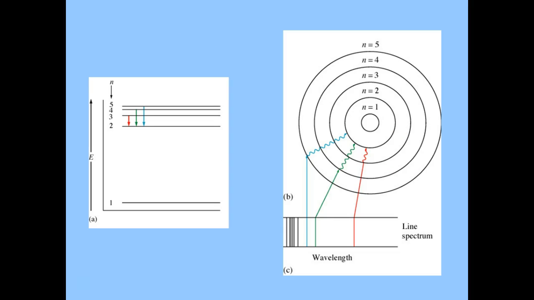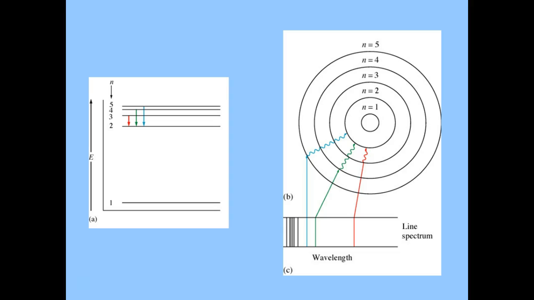So I have a couple pictures here. The one on the right is showing you the emission line spectrum for hydrogen, and it's showing you the colors, the wavelengths of light that you would expect to see if you had an electron for hydrogen move between an n of 5 and an n of 2. The green shows what would happen if it moved between an n of 4 and an n of 2. Then the red shows what would happen if you moved between an n of 3 and an n of 2.